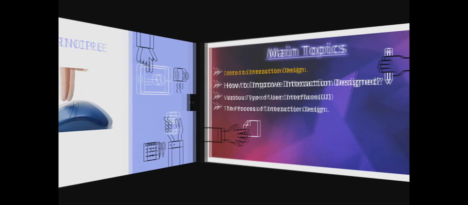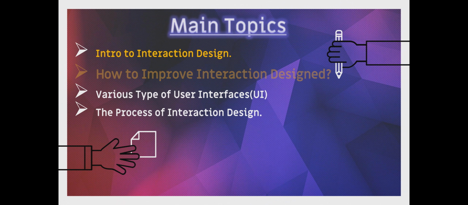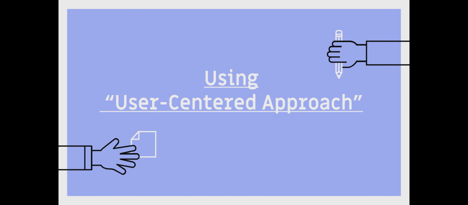Now let's move on to the next topic: how to improve interaction design. This topic is going to be about approaches and methods that can be used to improve the interaction design process. We are going to use the user-centered approach to improve our interaction design process.